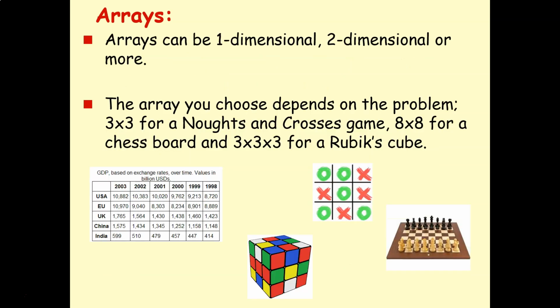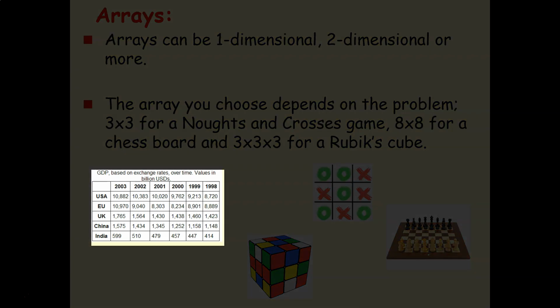As we've seen, arrays can be one-dimensional, but we can also have two-dimensional or multi-dimensional arrays. So if a one-dimensional array is just a basic list of items, you can think of a two-dimensional list like a table, like this example here.